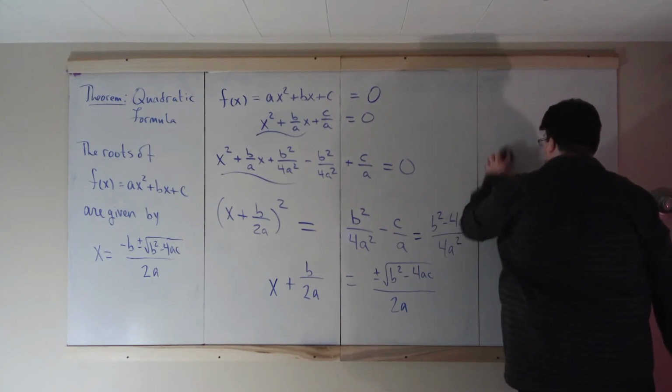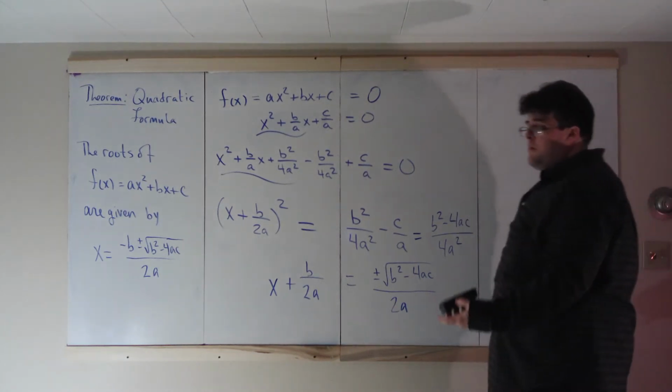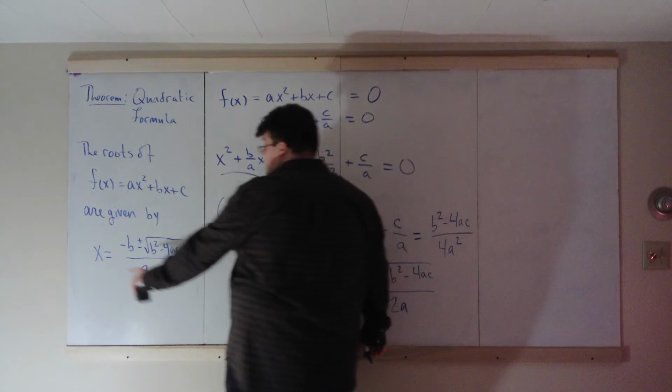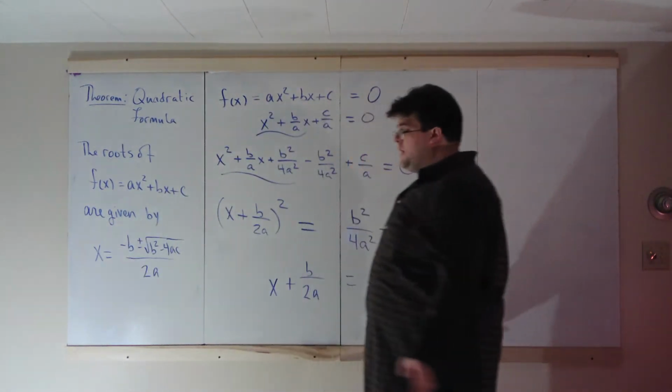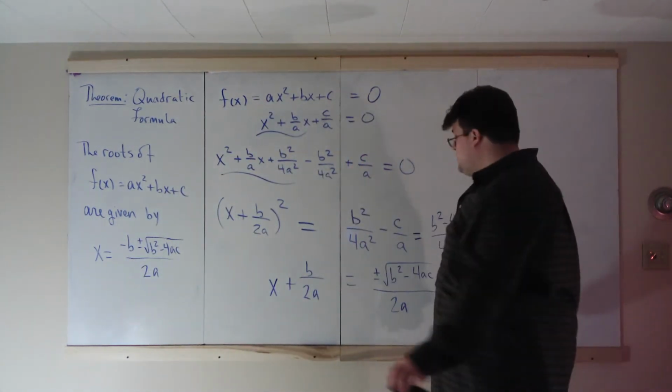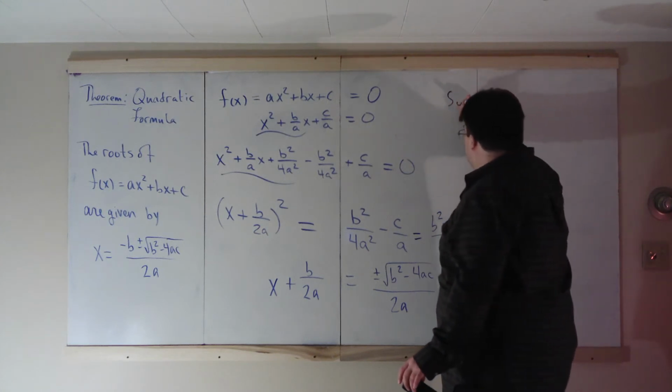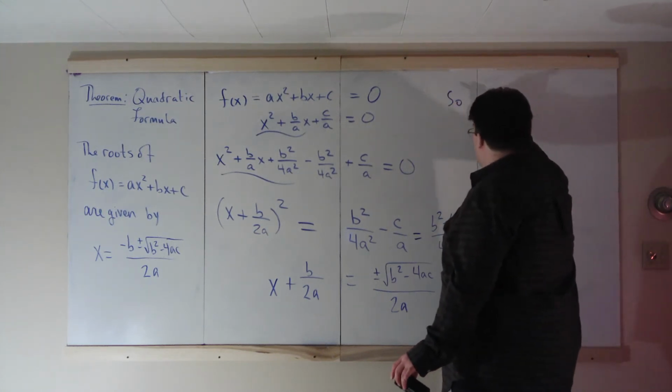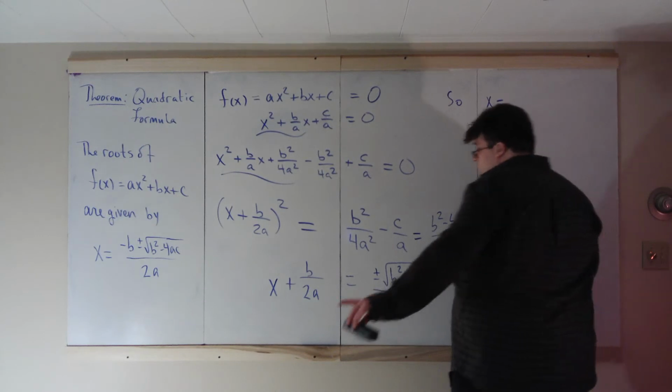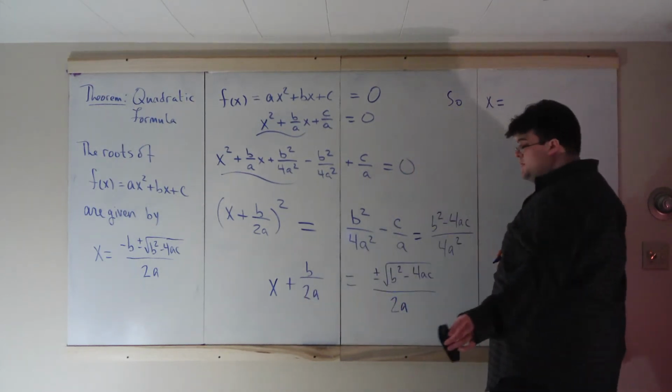So we took the square root. Now our goal, remember, was to isolate x. We've almost isolated x. All we need to do is get rid of that b over 2a. I'm going to write that over here. So x equals, subtract b over 2a from both sides.